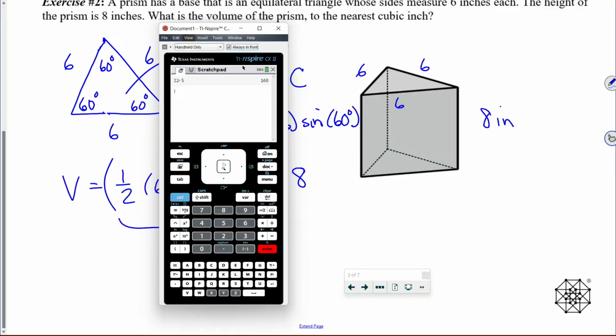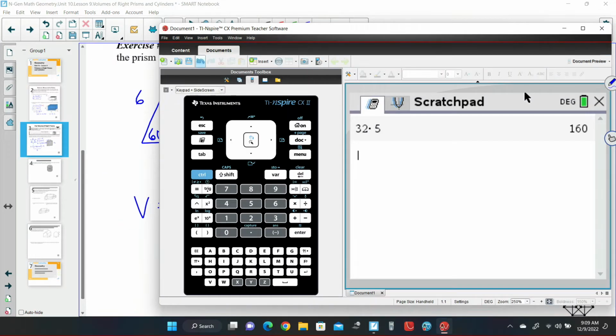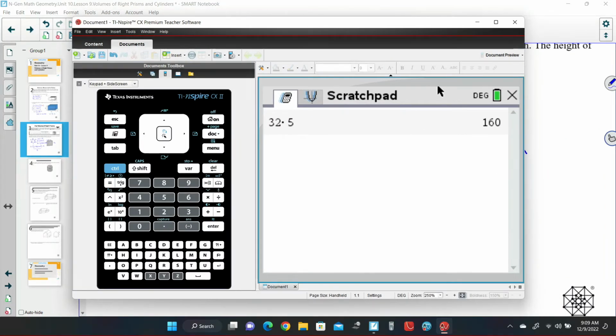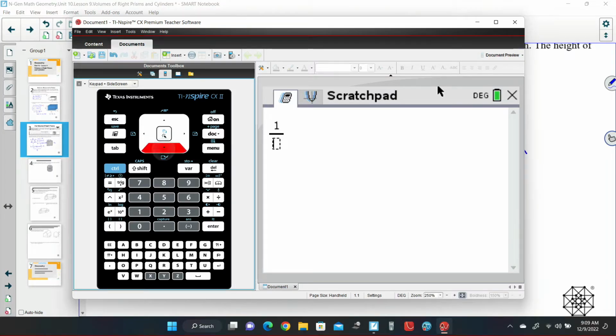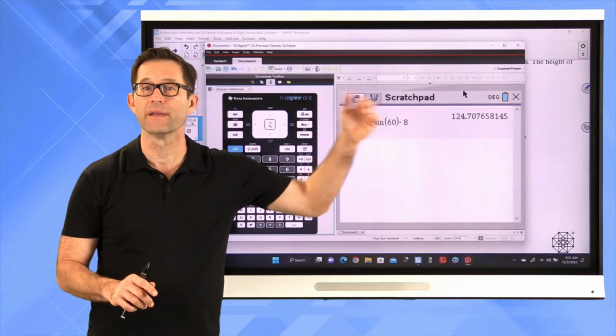Now I think what I'm going to do is exit on the big screen right now just so that we can see this a little bit better. Okay, so let me just clear that out real quick. And let's do it. What we had is the area of the base, which was 1/2 times 6 times 6 times the sine of 60 degrees. That's the area of my base. And then times my height, which was 8. All of that then results in a volume that is 124.707, etc. It's kind of an ugly number, but whatever.